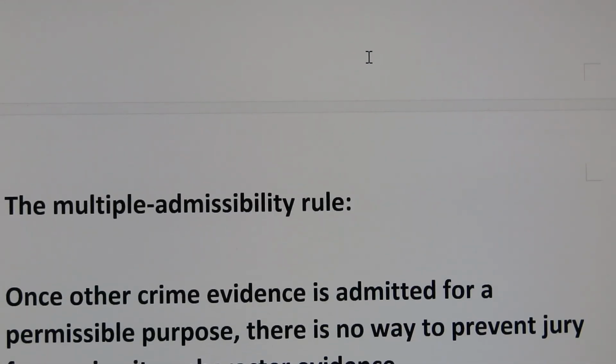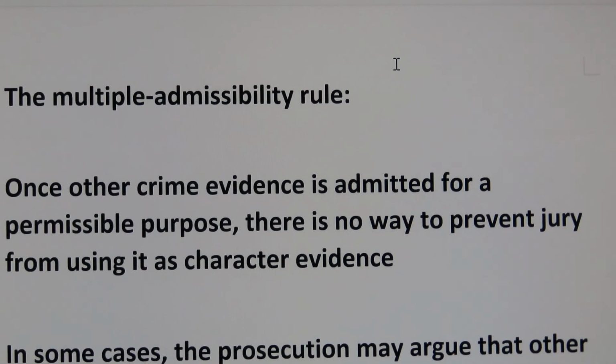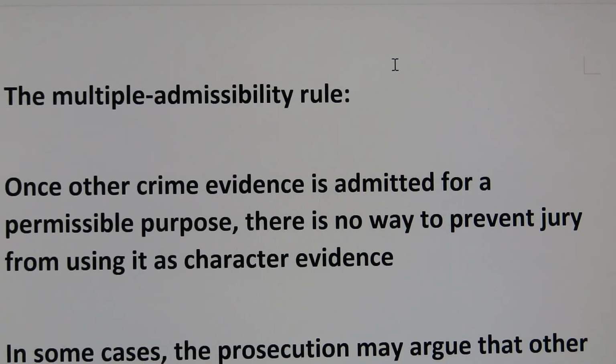It is very important that we understand this principle that is called the multiple admissibility rule. By this multiple admissibility rule, we mean once this other crime evidence is admitted for a permissible purpose, there is no way for the court to prevent the jury from using the evidence as character evidence.